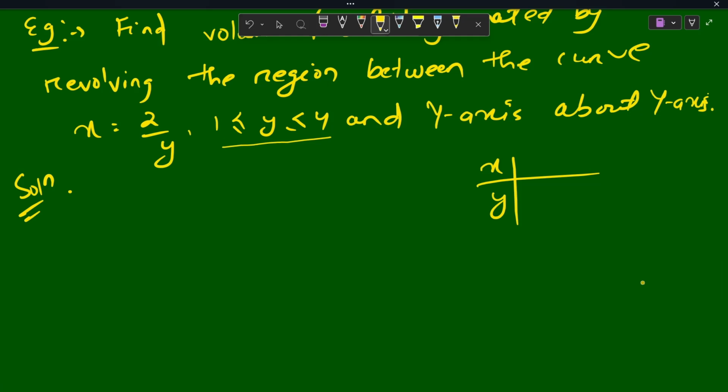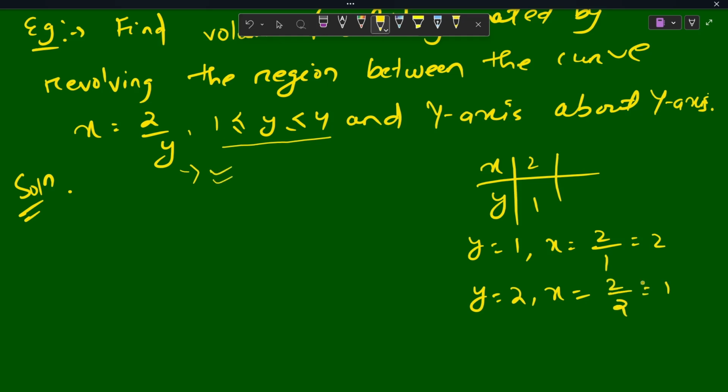So I have to take the values of y here. When y is 1, the x value would be 2 by 1, that is 2. And when y is 2, x would be 2 by 2, that is 1. And when y is equal to 3, it would be 2 by 3, but it would be difficult to plot in an exam. So instead we take some good numbers, like y equal to 4, then x would be 2 by 4, which is 1 by 2, that means 0.5.